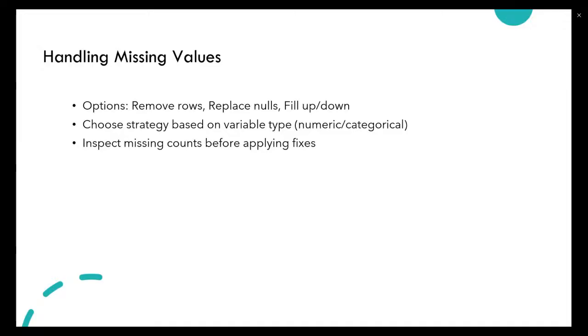You can fill up or fill down, which means taking the value from the previous or the next row. This is useful for data that follows a sequence, like months or categories. So the strategy you choose depends on the type of data. The key message is: don't just delete or fill the missing values blindly. Understand why they are missing. Choose the most appropriate handling method for your analysis.